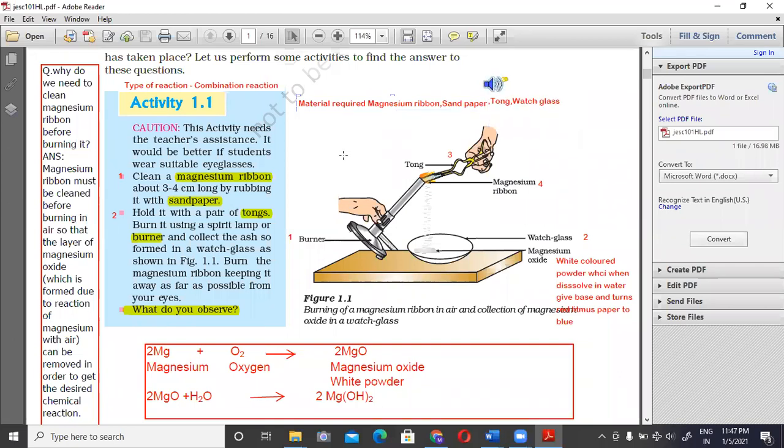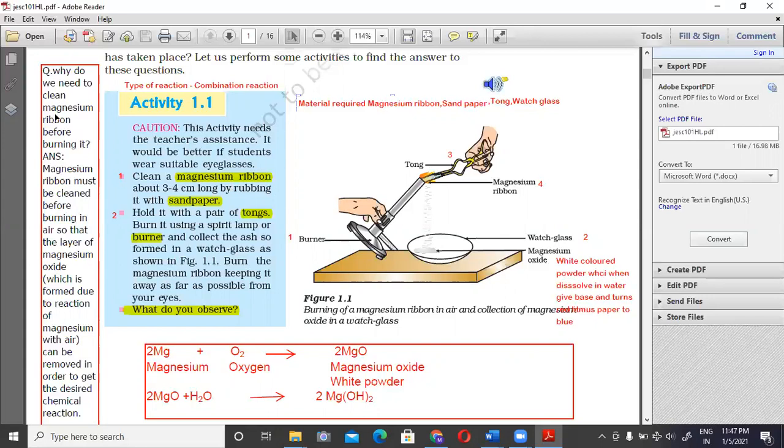The first chemical reaction which we will study in this chapter is burning of magnesium ribbon. Here the type of reaction is combination reaction, because in this reaction magnesium combines with oxygen to give magnesium oxide. Materials required are magnesium ribbon, sandpaper, burner, tongs, watch glass. First of all, we will clean a 3 to 4 cm long magnesium ribbon with sandpaper.